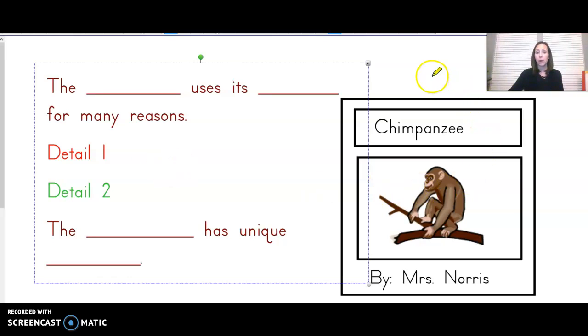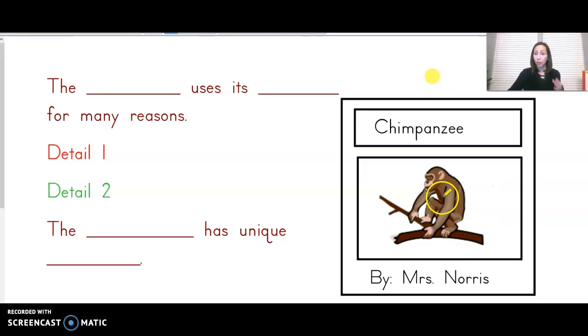This is an example of the trading card, that one page where I wrote chimpanzee. I drew an illustration of a chimpanzee, and then I wrote "by Mrs. Norris." So that's what you would do with your animal and write your name.